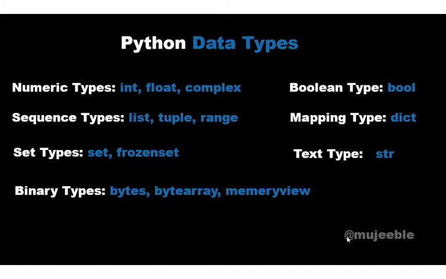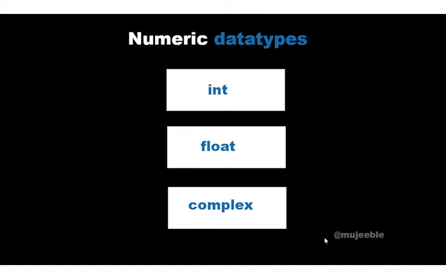Now let's take a look at how each of these data types is used, with a sample of each of them. In the numeric category, the first data type we have here is integer, which is represented by int. Int or integer is a whole number. It can be positive or negative, without decimals, of unlimited length.